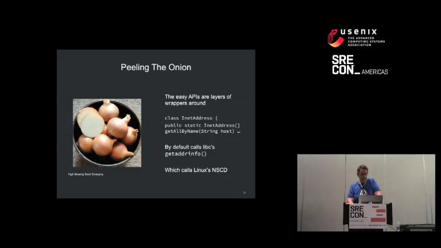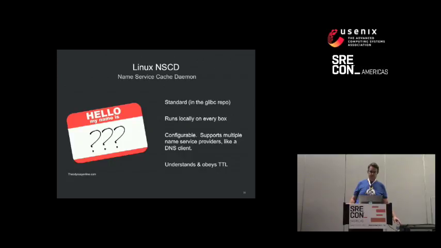Let's peel that onion for a moment. All of those easy APIs, all those APIs that are very easy for you to use, are just layers and layers of wrappers around this little guy, which is inetaddress.getAllByName. And what that does by default is it calls libc's getaddrinfo, which calls out to a daemon that lives on your box called nscd. nscd is a piece of awesome. It's part of the glibc distribution. It's basically completely standard and runs locally on pretty much every Linux box on the planet. Some people disable it. I have no idea why.